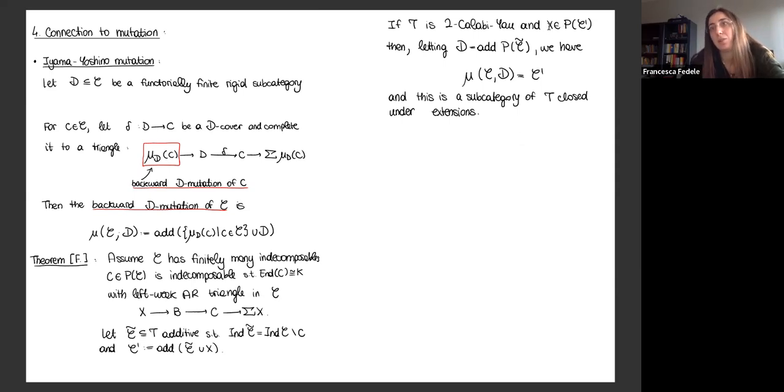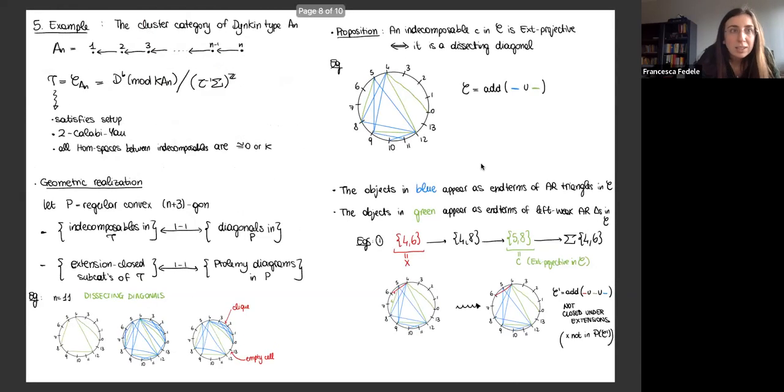And if you know that your object X is Ext-projective with respect to this new subcategory, then the new subcategory we have obtained is actually closed under extensions. This is interesting because, as I said before, our mutation process and the classic notion of mutation end up being exactly the same process in this case. I know this was a lot, so maybe we can look at what happens in a specific class of examples to conclude the talk.